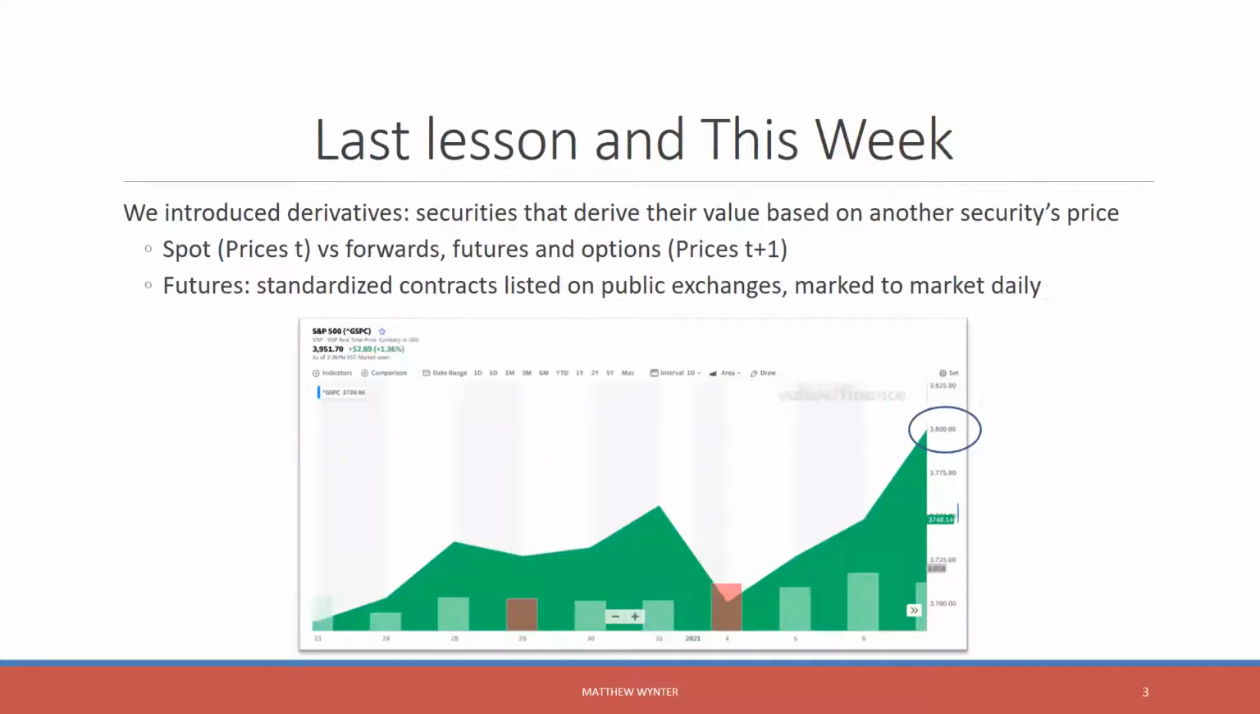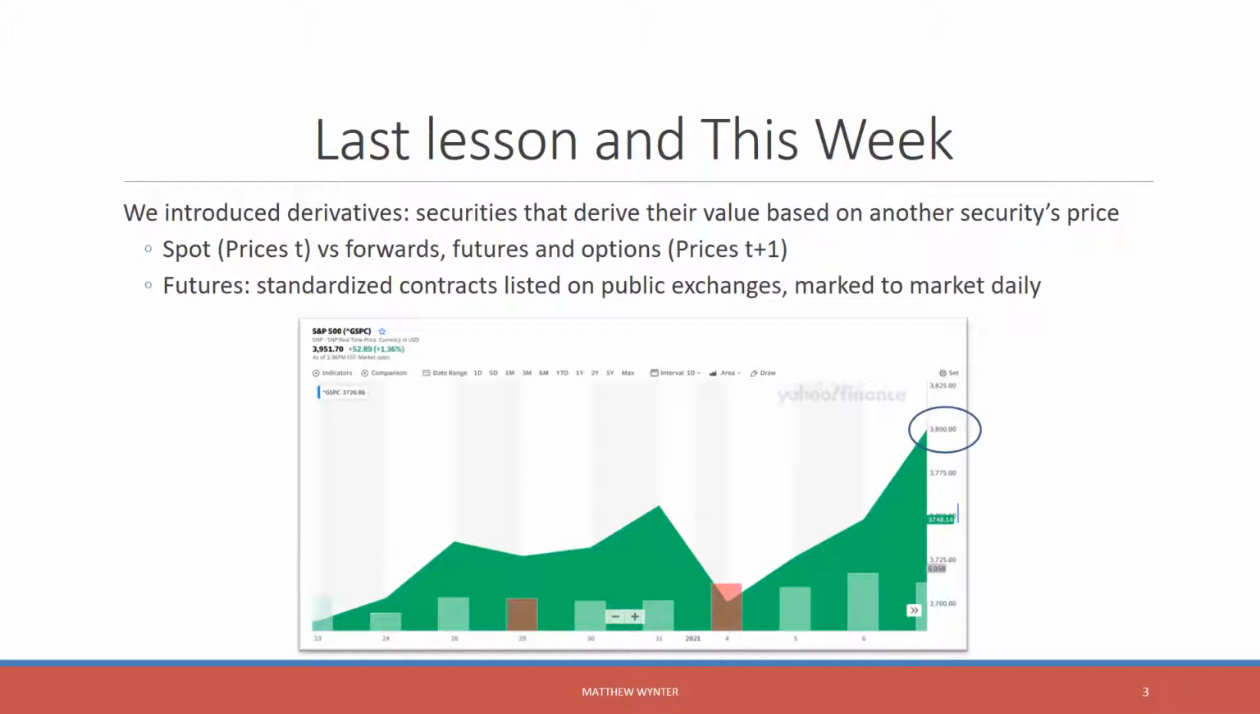We also introduced derivatives. We said these are securities that derive their value based on another security's price. So we talked about the spot market where we have prices that trade for right now at time t, and we compared that to forwards and futures and options, which are derivatives markets, where we're looking at prices for time t plus 1, sometime in the future.